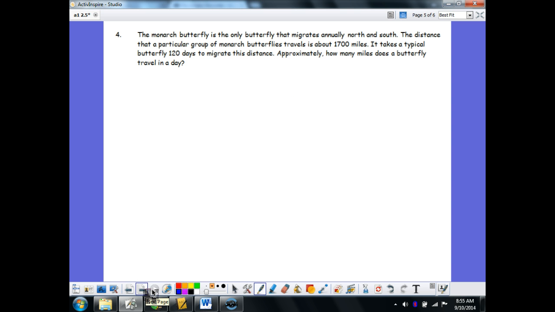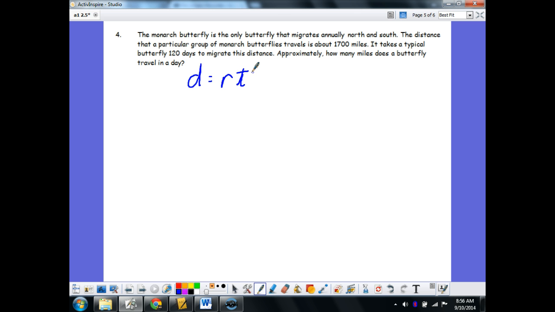Now in the next couple, I believe we're going to use the distance formula. And the distance formula is distance equals rate times time. Again, from that table. So the monarch butterfly is the only butterfly that migrates annually north and south. The distance that a particular group of monarch butterflies travels is about 1,700 miles. It takes a typical butterfly 120 days to migrate this distance. Approximately how many miles does the butterfly travel per day, basically?